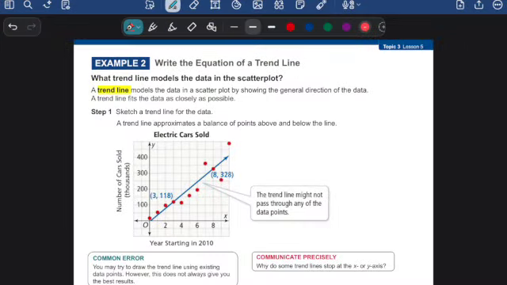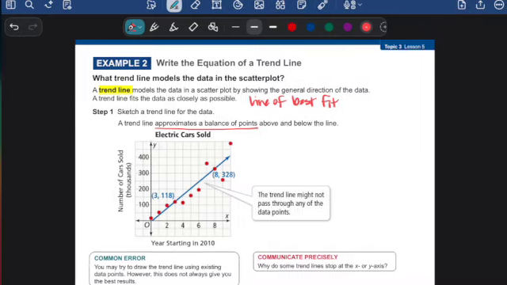Example 2. Trend lines, and what does a trend line model in a scatter plot? So after we have our data graphed in our scatter plot, then we can draw what's called a trend line, also called a best fit line or line of best fit. It's just the line that best fits all of the data. It doesn't have to go through every single data point, but it's going to do the best fit. A trend line approximates the balance of points. So we want the same number of points above the trend line as we have below the trend line.